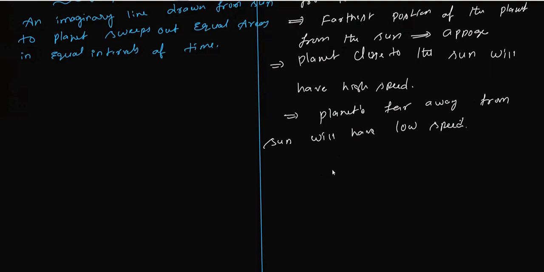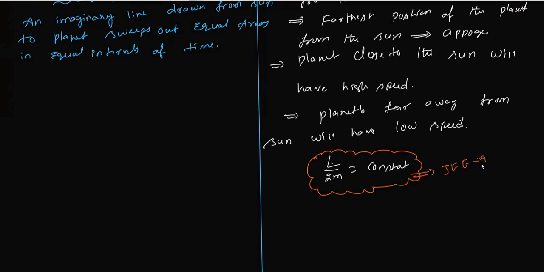And one more thing you mentioned here, L by 2m equal to constant is there, no? That is proved under this law only. L by 2m equal to constant means we can tell that angular momentum is conserved. dL by dt equals zero, so L initial equals L final. Many examples they asked, I told you already, in JEE 2019 and 2018 also they asked. Therefore angular momentum is conserved. Next, what? Third law.